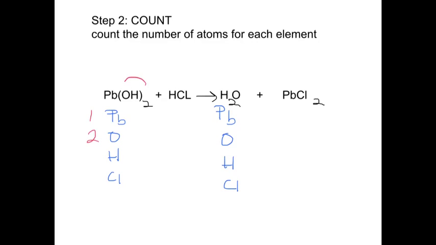Let's look at hydrogen. We have 2 atoms of hydrogen here, but we also have 1 atom here. So that makes a total of 3 atoms of hydrogen. And we have 1 atom of chlorine. On the product side, we have 1 atom of lead, 1 atom of oxygen, 2 atoms of hydrogen, and 2 atoms of chlorine. Obviously, you can see from this that we do not have a balanced equation. So let's move on to step number 3.